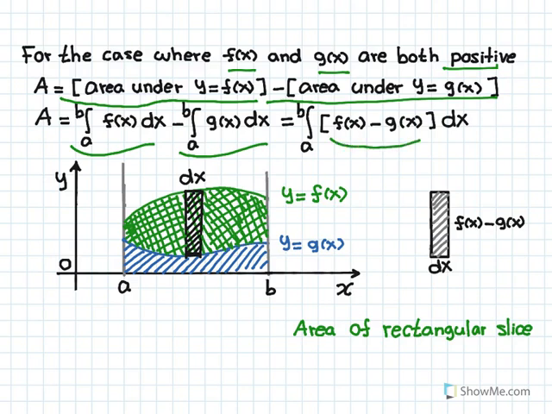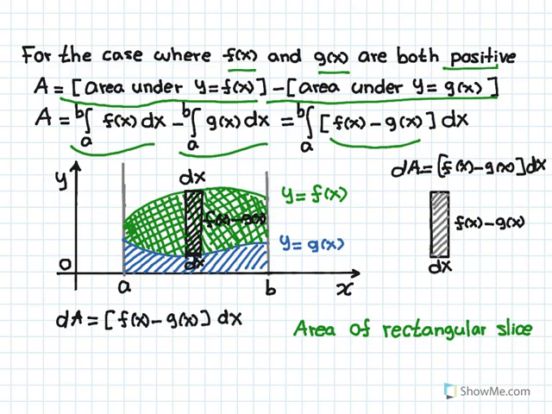We have a drawing here that illustrates what's going on. And you can see that this height is basically f of x minus g of x. And this is dx. dx is the width. So what we have is the area dA. That's the area of this slice here. So dA is equal to f of x minus g of x dx. Essentially height times width.